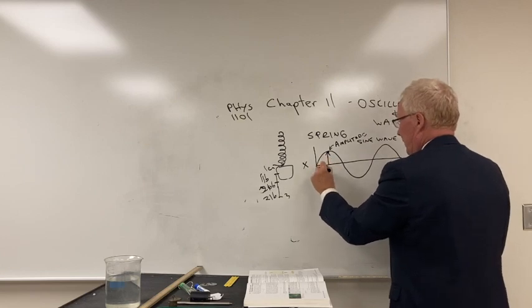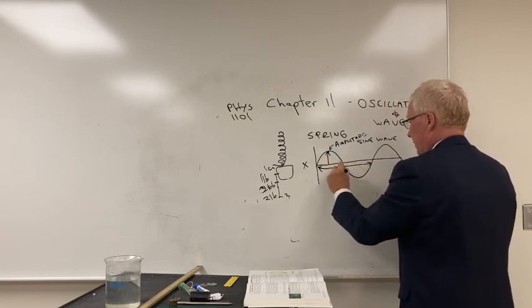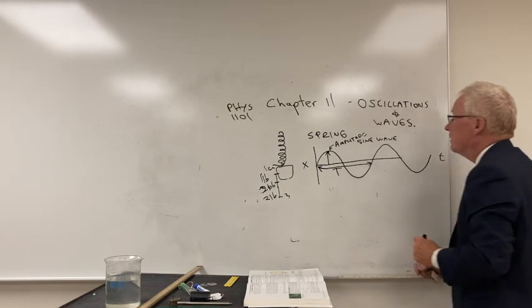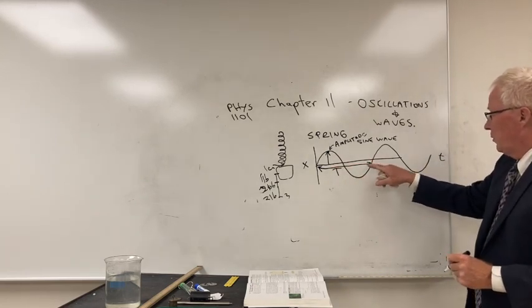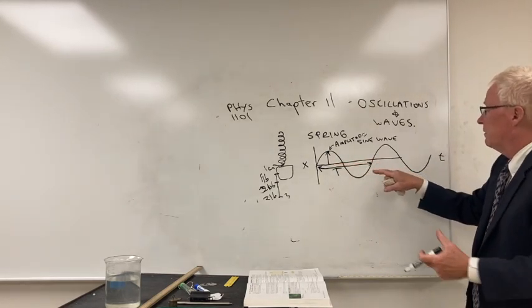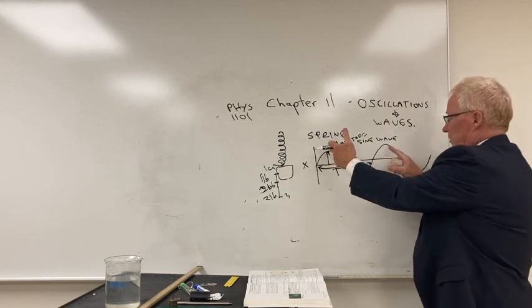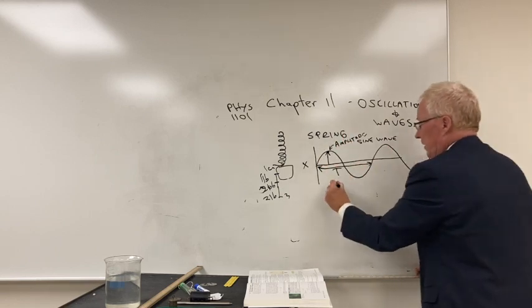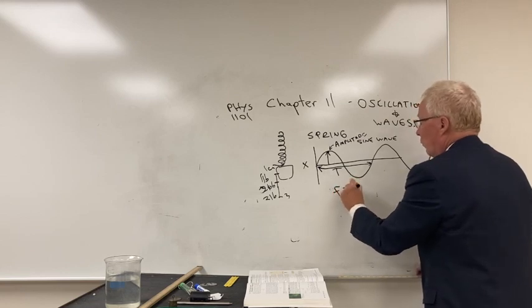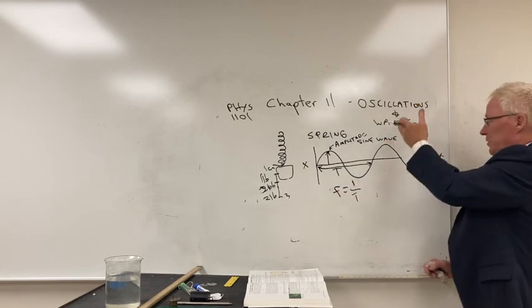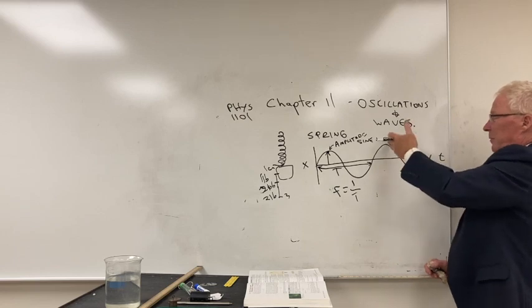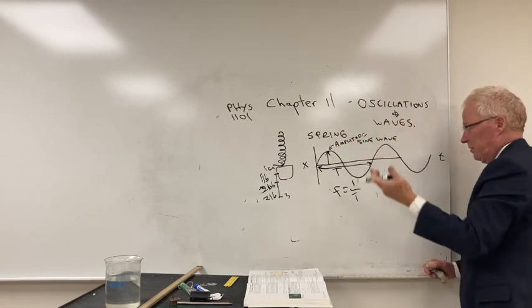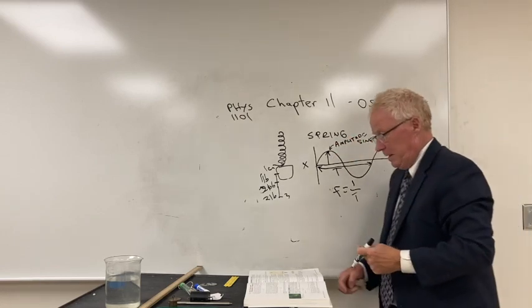This time from here to here is the period, from one point to another point, either crest to crest or trough to trough. And then the frequency, as we said, is 1 over the period. So if I'm standing here and waves are coming by me, it's like how many waves per second are coming at me.